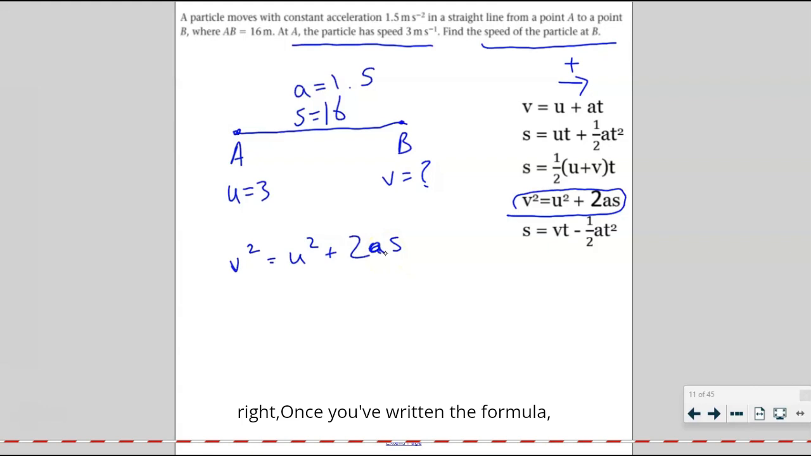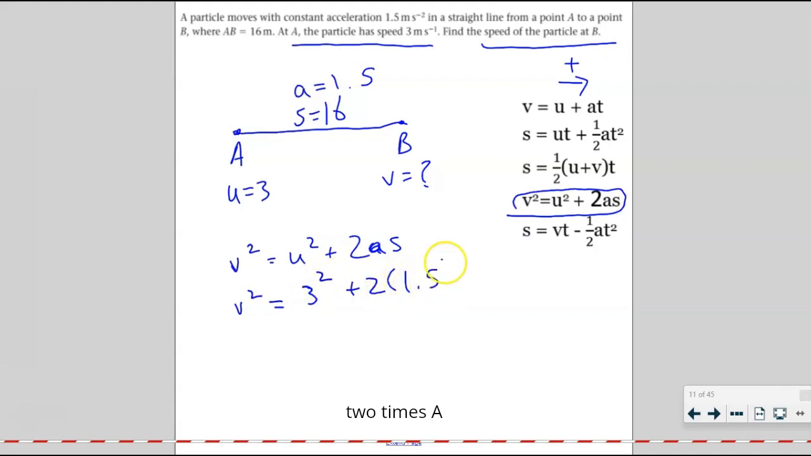Once you've written the formula, you just substitute the values. So v squared equals 3 squared plus 2 times a times s.